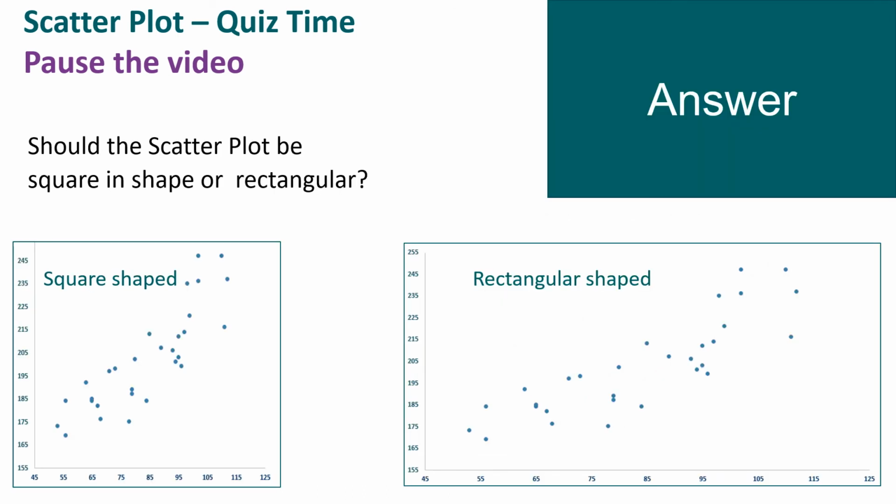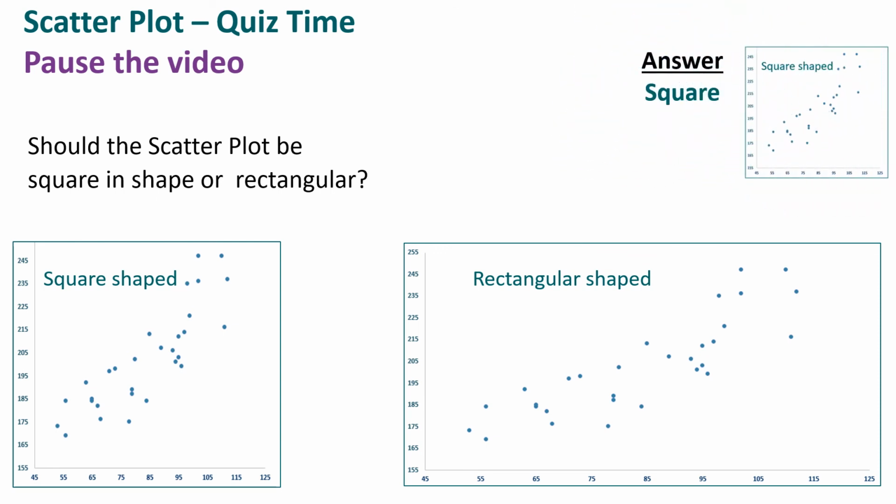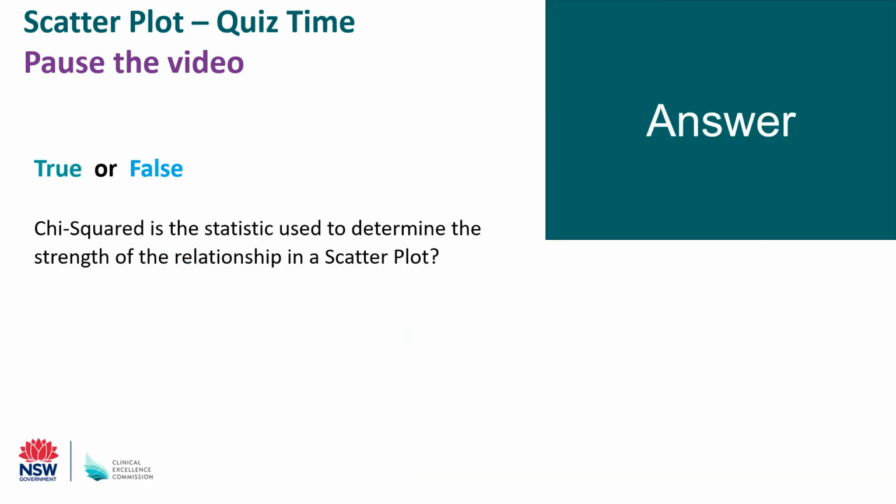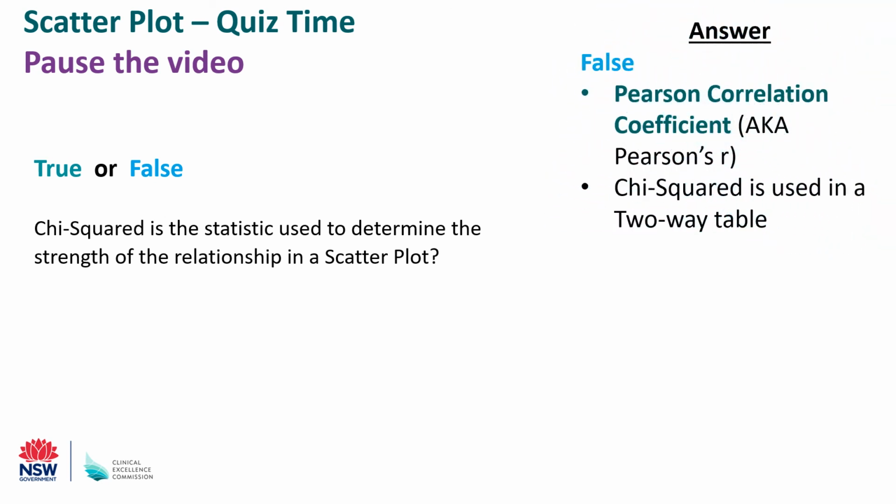Should a scatter plot be square in shape or rectangular in shape? So should it be square shaped or rectangular shaped? The answer is it should be square. True or false? Chi-squared is the statistic used to determine the strength of a relationship between two variables in a scatter plot. True or false? The answer is this is false. It's the Pearson's correlation coefficient, also known as Pearson's R, and that's the statistic used to determine the strength of a relationship in a scatter plot.